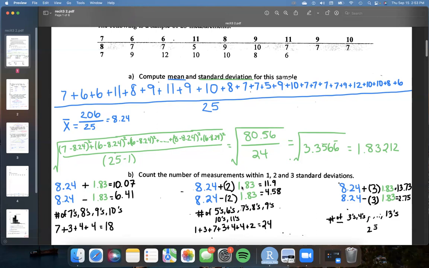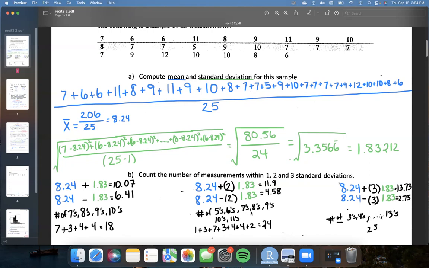8.24 plus 2 times 1.83 is 11.9. That'll be our upper bound in the range we're looking for. And then we're also going to subtract 2 standard deviations, and our lower bound will be 4.58. So in this scenario, we'll be looking for the number of 5s, because 4 is outside the interval. So we'll start at 5.